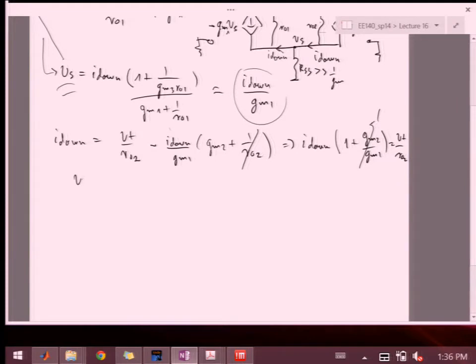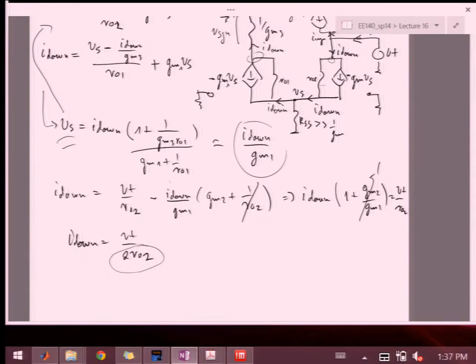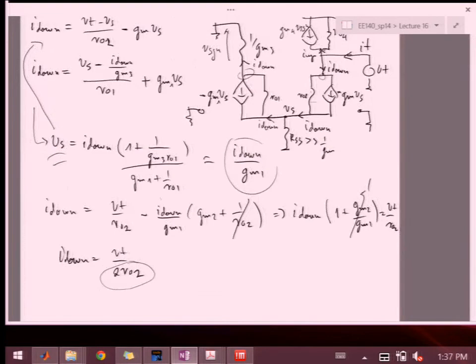So my I down is Vt over 2 RO2. Remember that 2 RO2 that we just did for the cascode? Well, that's this thing, right? That is the resistance we're seeing when we look down. Okay. So we made some similar approximations to when we just did the inspection analysis. But sometimes it's also useful to just go through a little bit of math to persuade yourself that that's correct.